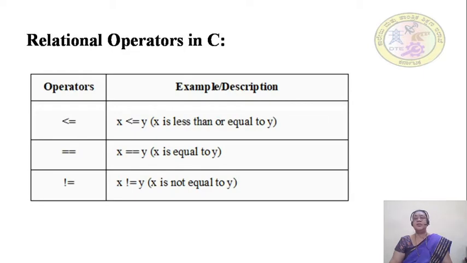See, single equal to is an assignment operator. Double equal to is a relational operator. X double equal to y will tell whether x is equal to y or not. Not equal to: x not equal to y, x is not equal to y.